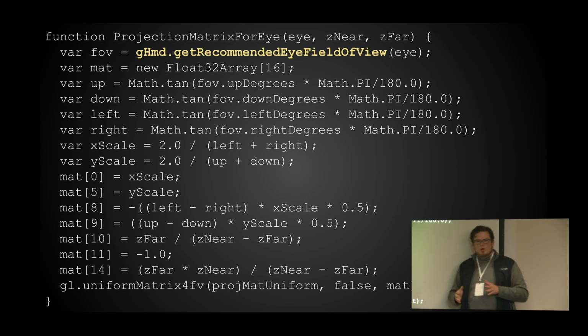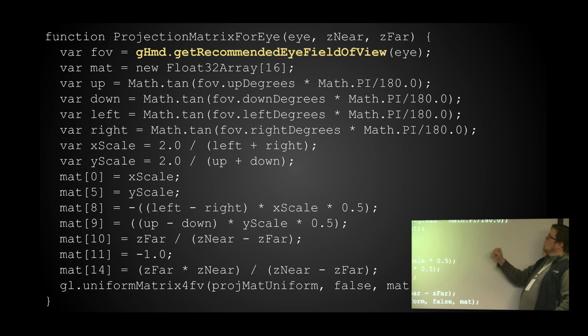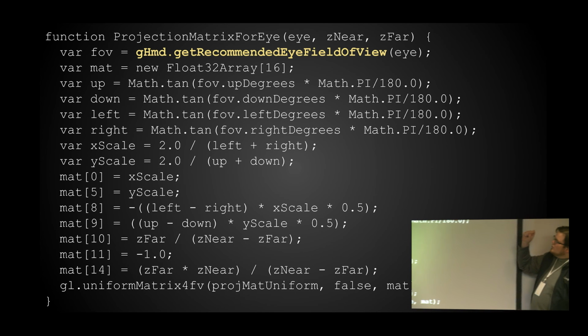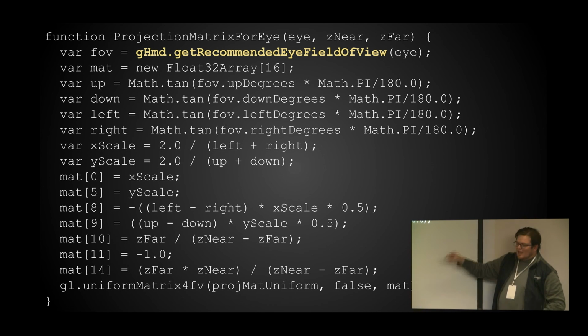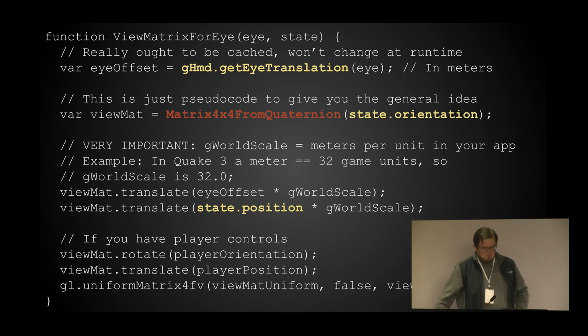The field of view, which is just a frustum, is described in terms of degrees. It's going out from a particular eye, and it's kind of skewed. It actually points out from your head in, at an angle. You can get that using the Git recommended eye field of view. And then you do that to it, and you get a correct projection matrix. Moving on.